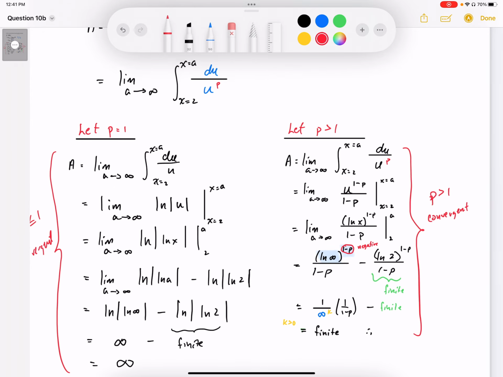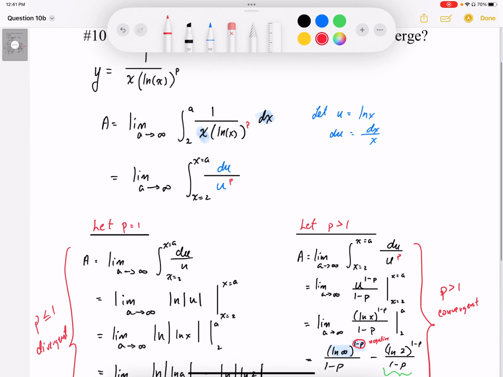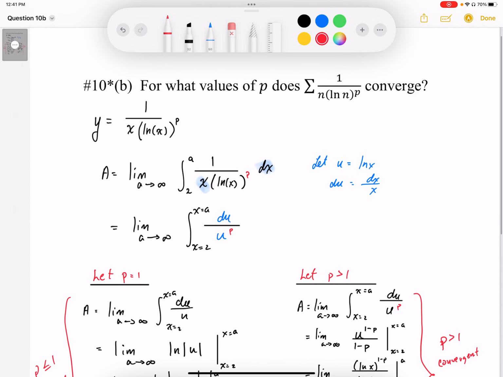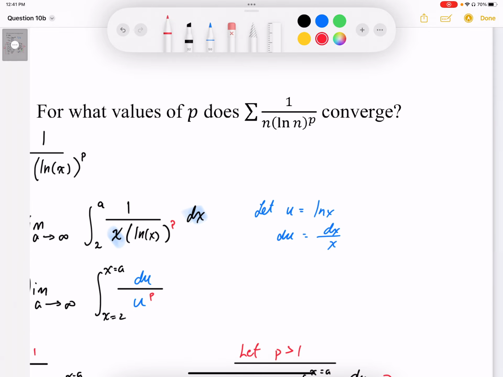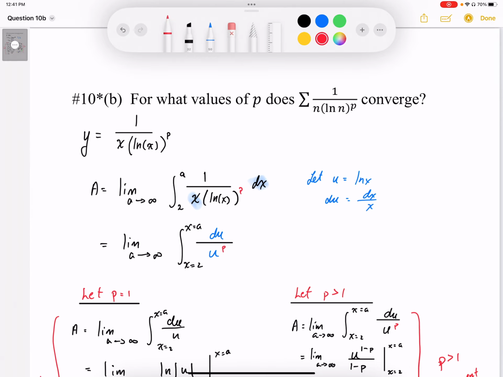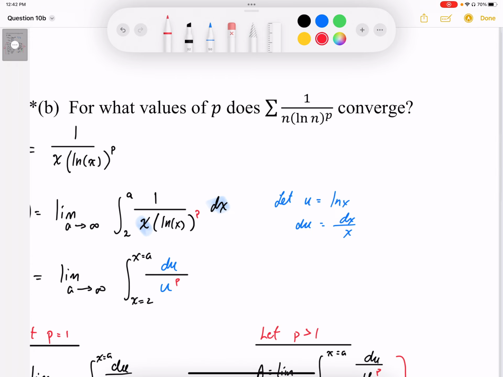Since the area under the continuous function is finite, we're going to say that the sum is also finite. It's not that the area and the sum are the same, but if one behaves in one way, the other will behave similarly. So for what values of p does this converge? For p greater than 1, we can say it's convergent.